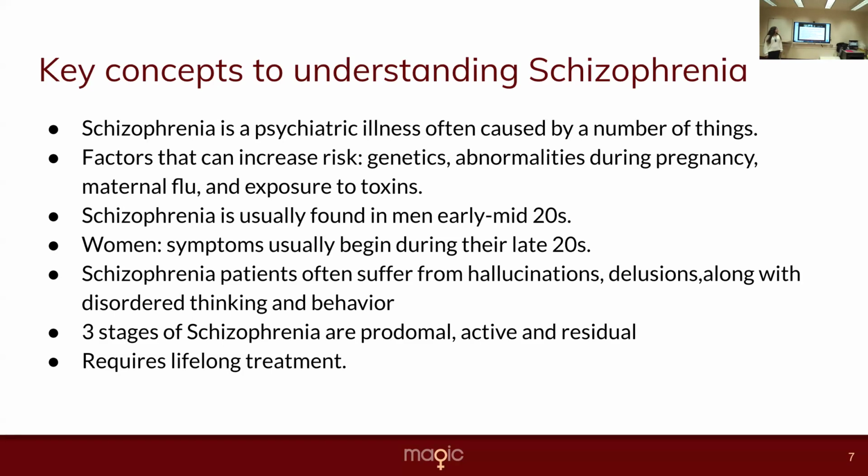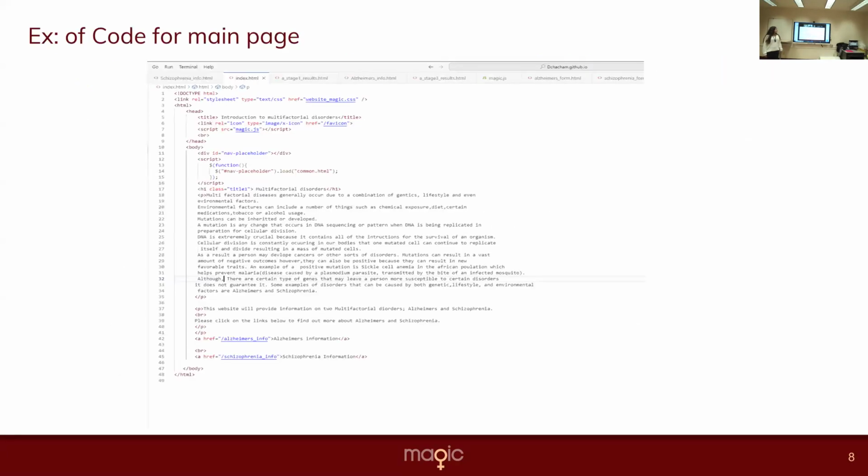Next slide, please. And this is an example of what code looks like. This is the code for my main page. It can vary from being very simple to more complex depending on the function or the purpose.